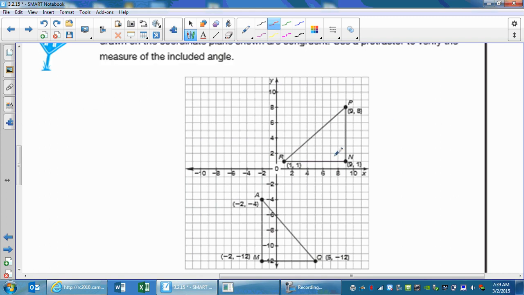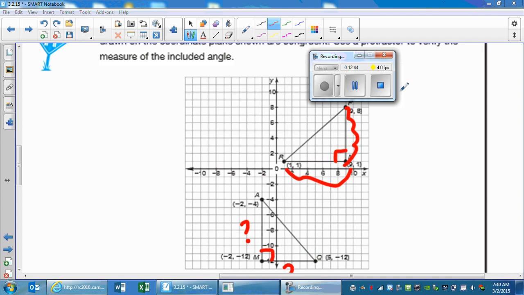So let's go ahead and pause and take a minute. Please find this side, and then find this side, and here, and here. And then I'm going to tell you that this angle is 90 degrees. That way we don't have to get the protractors out. So go ahead and measure the sides, and know that these angles are 90 degrees. Do that now.